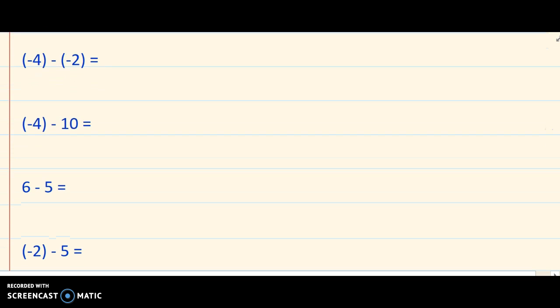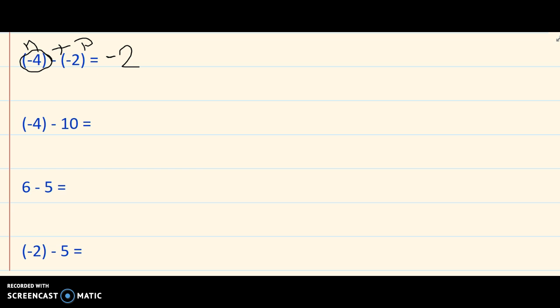Negative 4, that's going to be plus 2. So that's negative. This now is positive. Signs are different. Subtract and keep the sign of the bigger number.